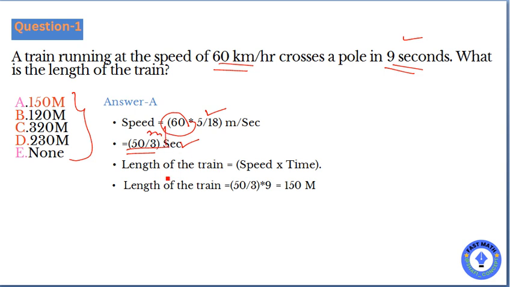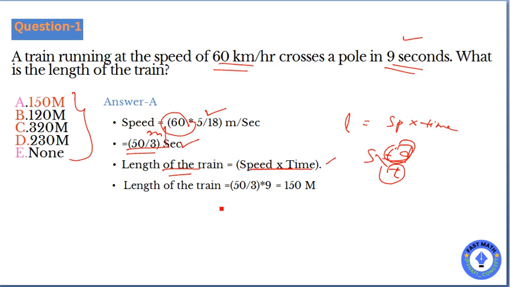Coming to the length of the train, you know the formula. Speed is nothing but distance by time. Distance is the length, and t is the time taken to travel. When we want d as the distance or length of the train, s into t will be the factor to get the length of the train.